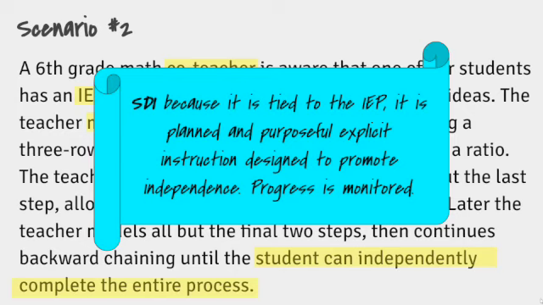I would like to point out that other students who might benefit from the instruction designed for this student could be included in a small group. SDI does not always require one-on-one instruction.